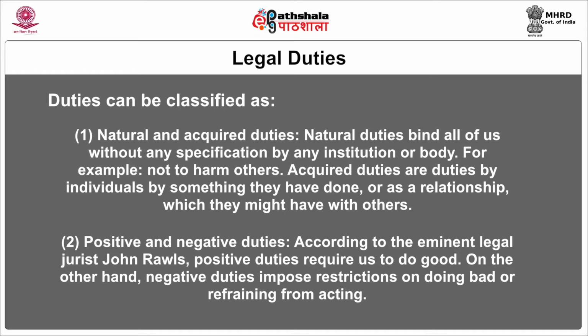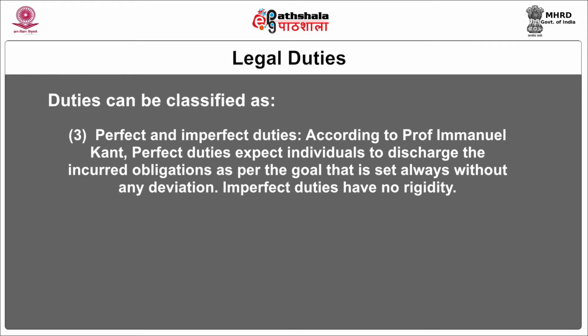Number 2, positive and negative duties. According to the eminent legal jurist John Rawls, positive duties require us to do good. On the other hand, negative duties impose restrictions on doing bad or refraining from acting. Number 3, perfect and imperfect duties. According to Immanuel Kant, perfect duties expect individuals to discharge the incurred obligations as per the goal that is set always without any deviation. Imperfect duties have no rigidity.